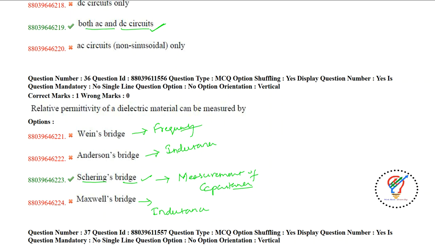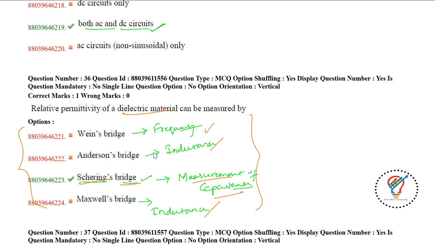In this video we discussed around 10 questions, and these are important questions which may come in your examination, so keep this in mind. Wien bridge is used for frequency, Anderson bridge for inductance, Maxwell bridge also for inductance, and Schering bridge for capacitance as well as the dielectric strength of a material.